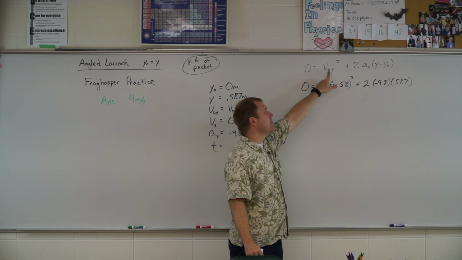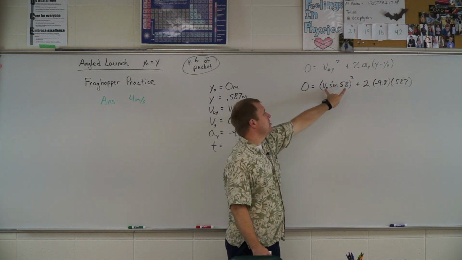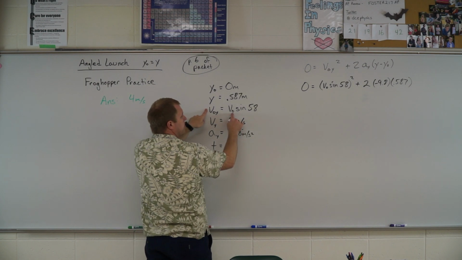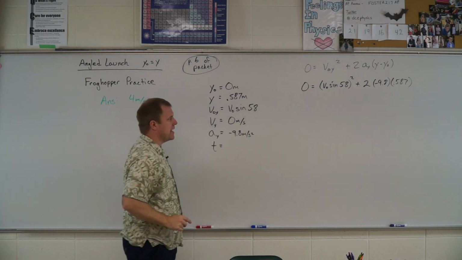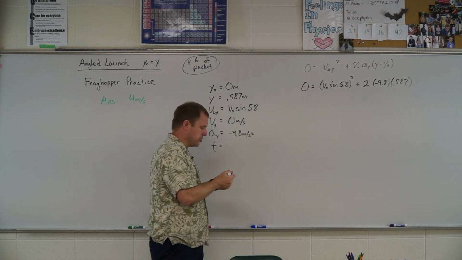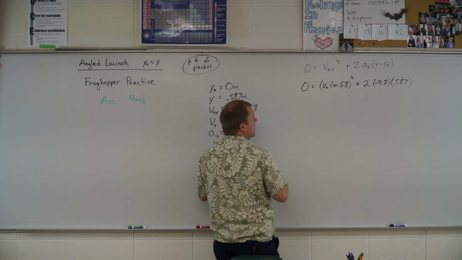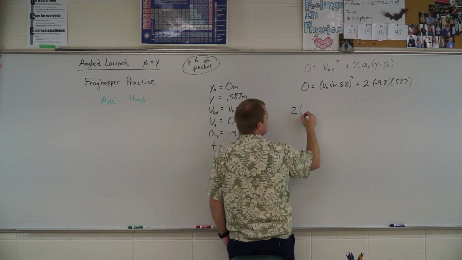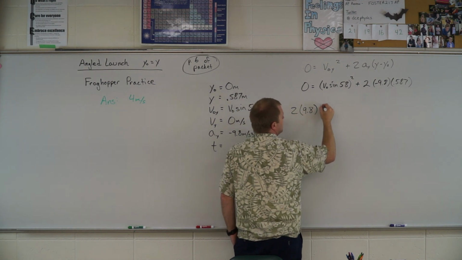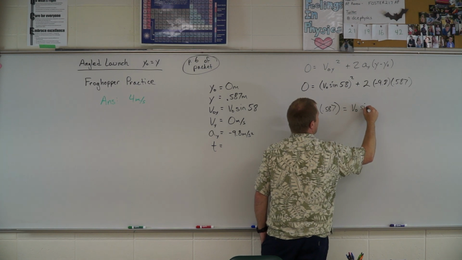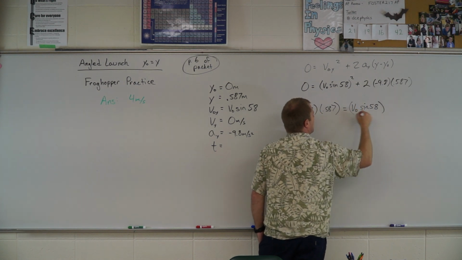If you accidentally solved for v0y, now you just need to set that number equal to v0 sine 58 and solve for v0 by dividing the sine 58 over. If not, these are our algebra steps. We're going to move all of this over to the other side. So now I have 2 times positive 9.8 times 0.587 equals v0 sine 58, all squared.